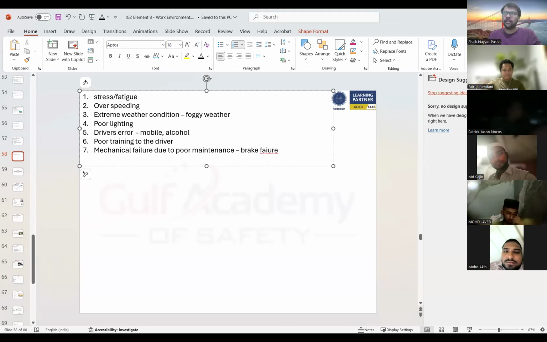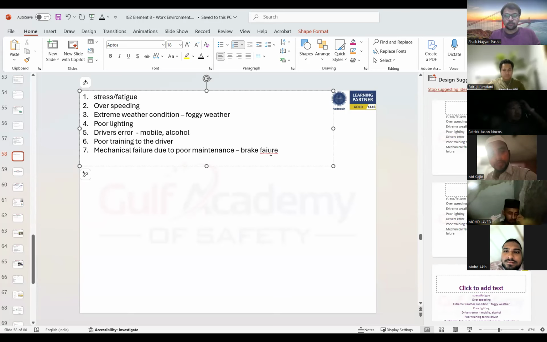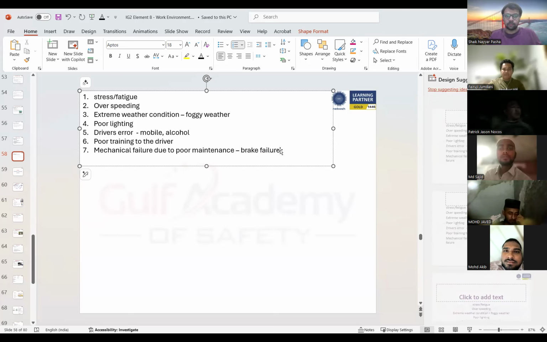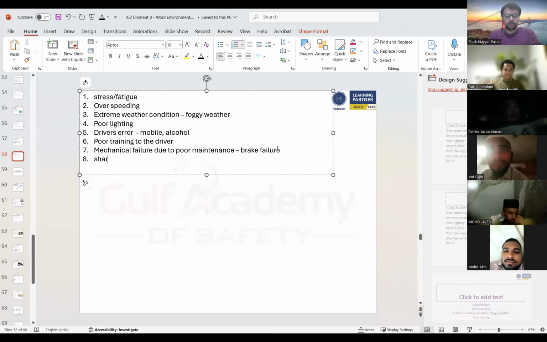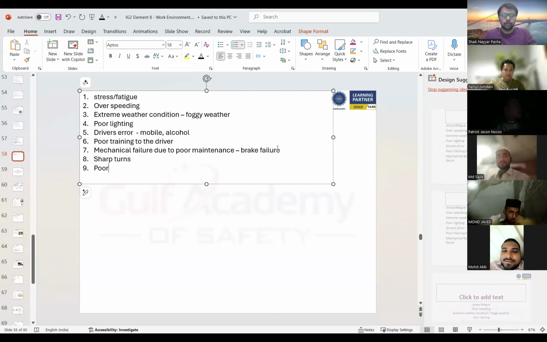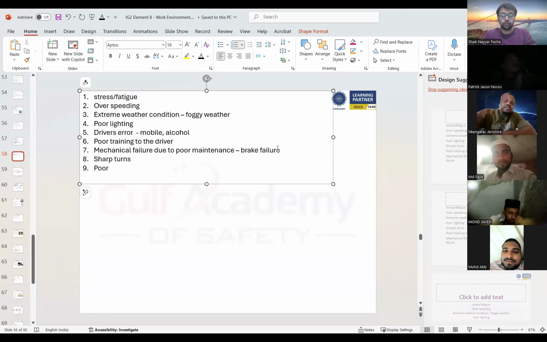Okay. And taking sharp turns, steep turns. While drinking and driving. Alcohol was already mentioned. Point number 5. Sharp turns. Taking shortcuts, or poor road conditions.